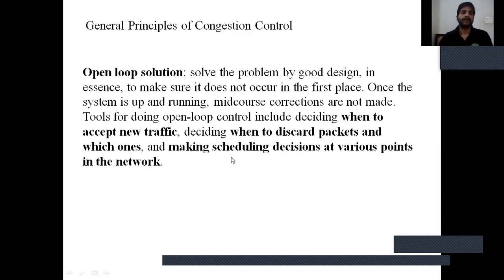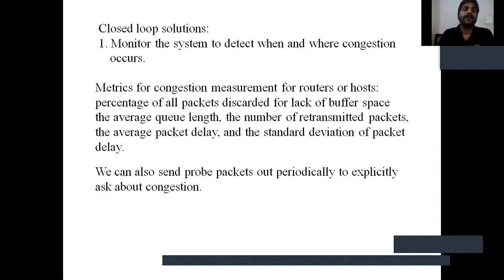Now next is the closed loop solution. In a closed loop solution, we monitor the system to detect when and where congestion is occurring. Metrics for congestion measurement for a router include the percentage of all packets discarded for lack of buffer space, the average queue length, the number of retransmitted packets, the average packet delay, and the standard deviation of packet delay. We can also send probe packets out periodically to explicitly ask about congestion. This is the point of the closed loop solution.